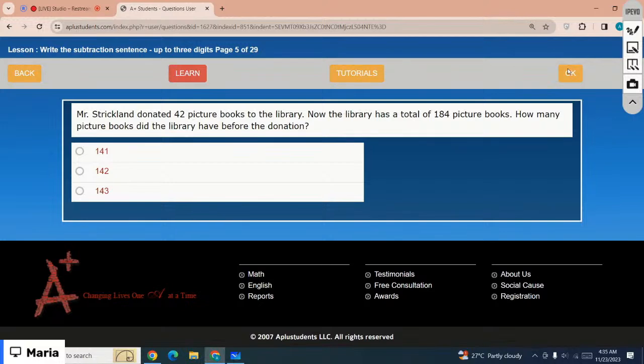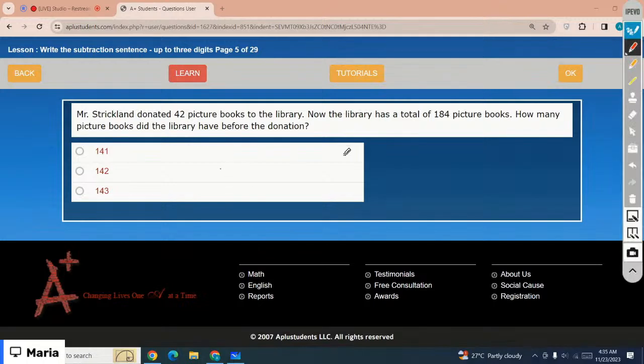The correct option is yes, very good. That is 142 is the correct option.